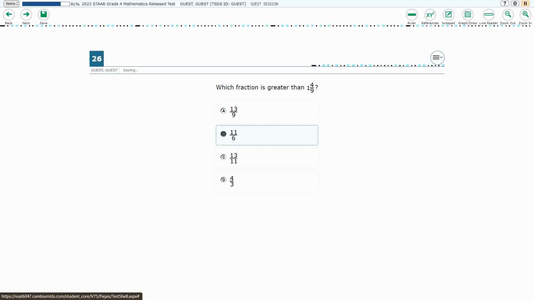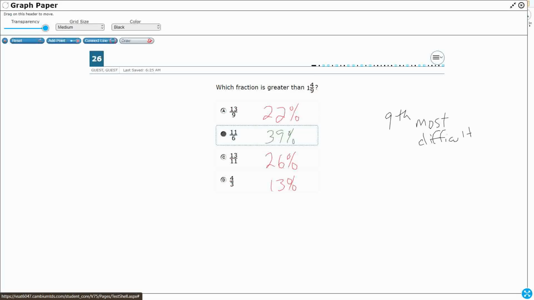Let's see how we did across the state of Texas. So we've got 39% of our students getting this correct. This is the ninth most difficult. And take a look. If you were to take about 13% away from that and move it down here, guess what you'd get? About 26 and about 26. And you know what that means when you have about 22, 26, 26, 26?